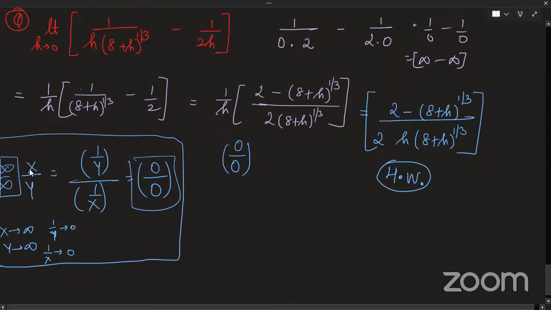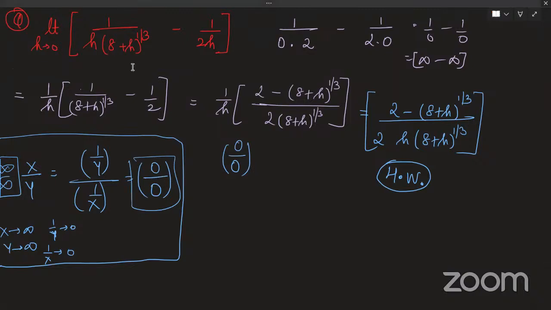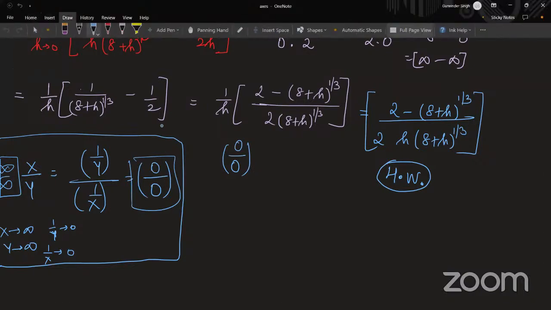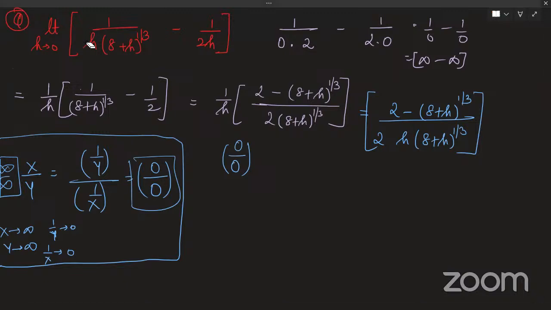For example, you have x divided by y, where x and y both are tending to infinity. You can also write it as 1 by y divided by 1 by x, where x and y are any functions. Now 1 by y and 1 by x both are tending to 0. So that is how this comes out. This is what we were discussing yesterday. Continuing with it, can you tell me how we could approach this question?